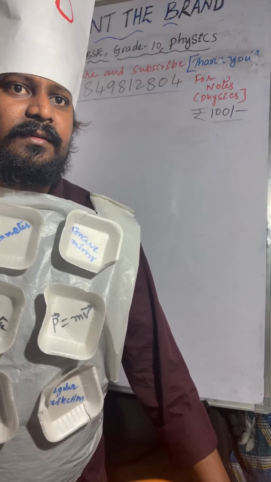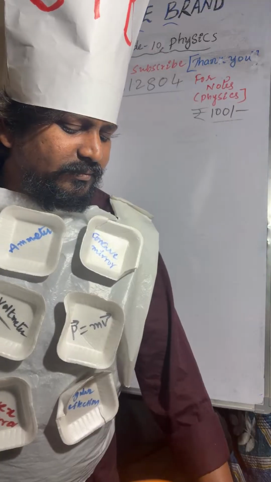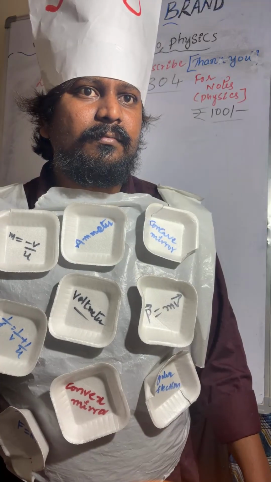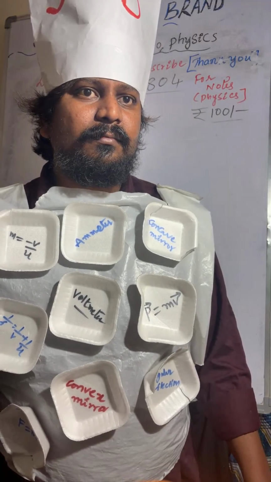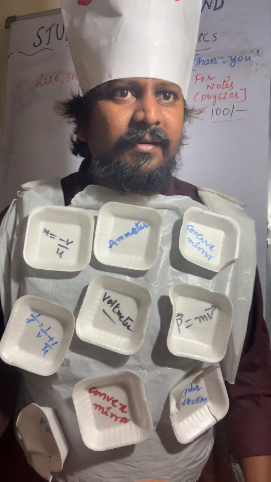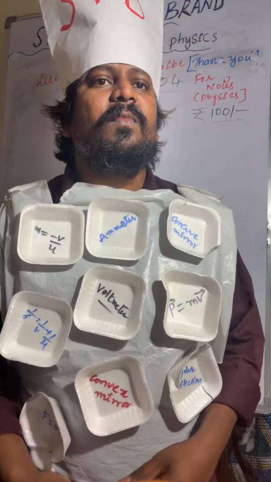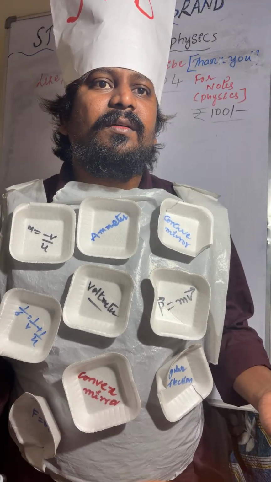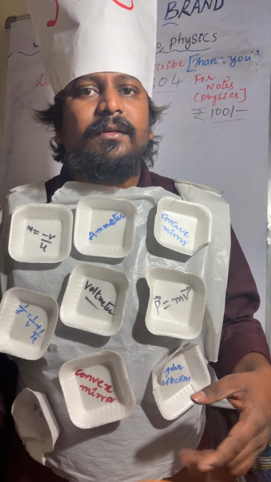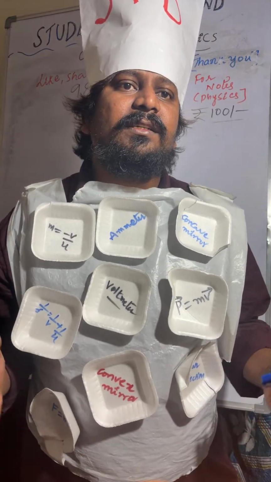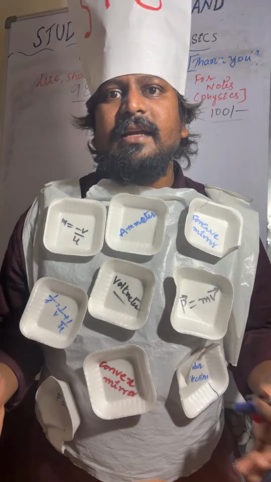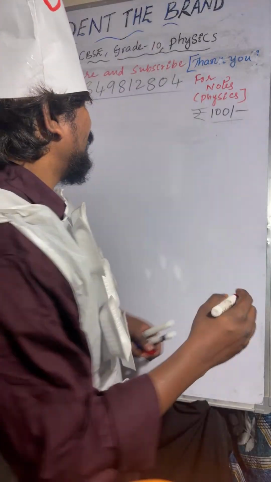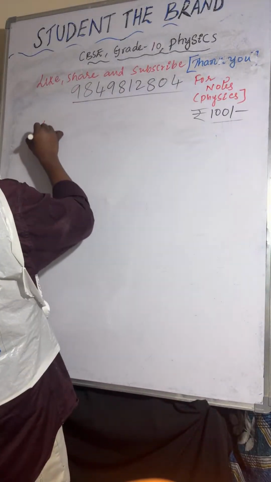Today's topic is light reflection and refraction. Light is a form of energy which gives the sensation of sight. When light is incident on a surface, it reflects back. We will discuss light reflection and refraction completely, and related to this, we will do a few questions also. So let's start. Now I am taking the light reflection and refraction chapter.